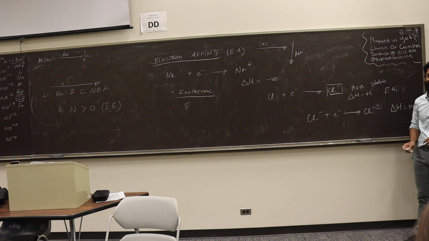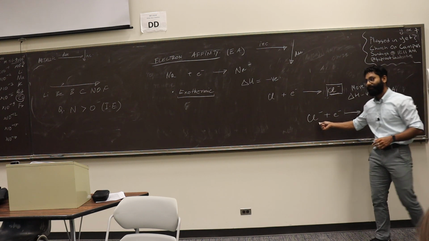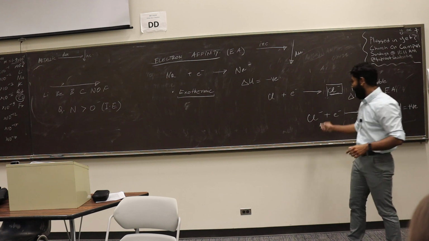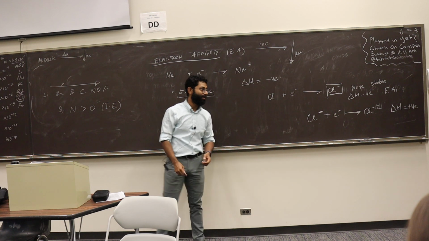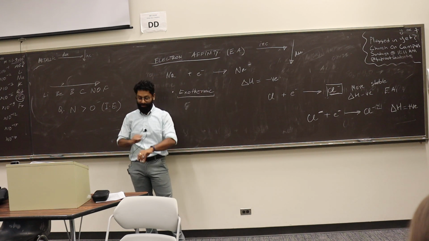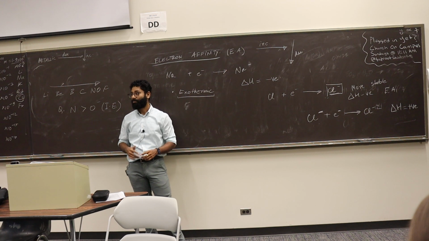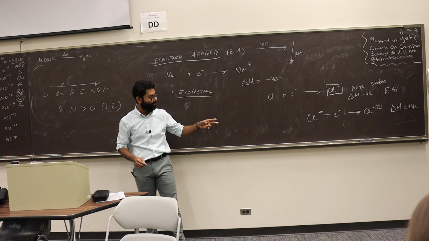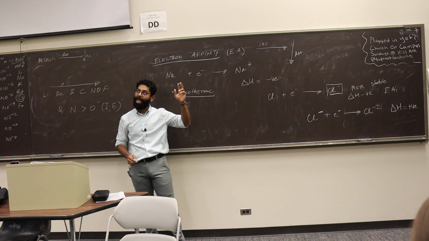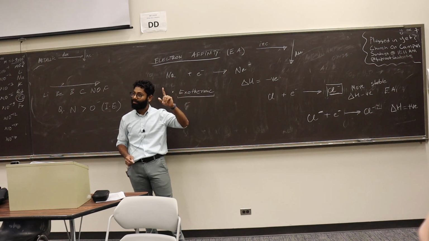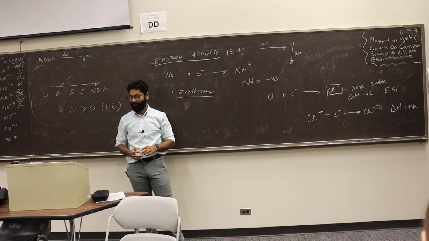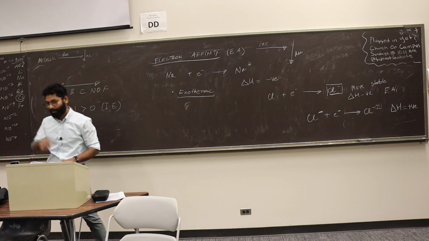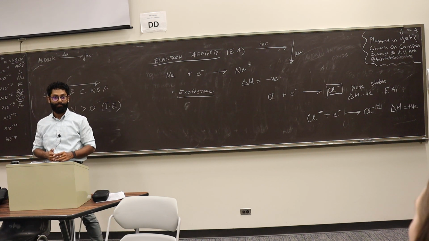Why? Because it's already stable, and you have to invest energy. And it's not just stable, it's negative, and you're putting more negative into it. Right? So if it's negative and you're putting more negative, it becomes harder. So EA2 is endothermic, EA1 is exothermic. Right? Make sense? Okay.